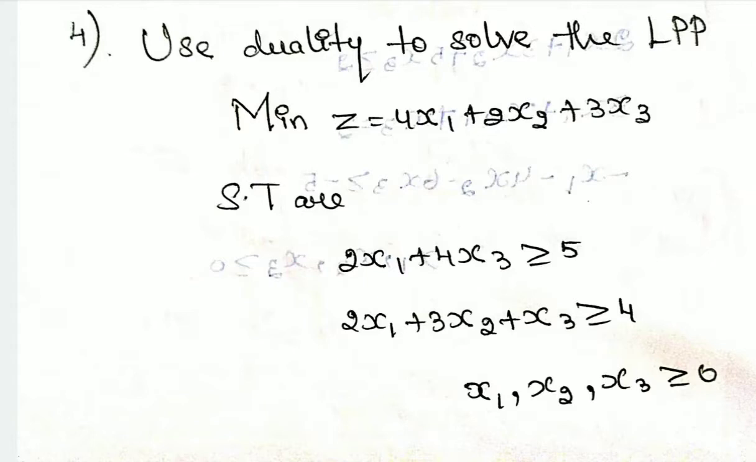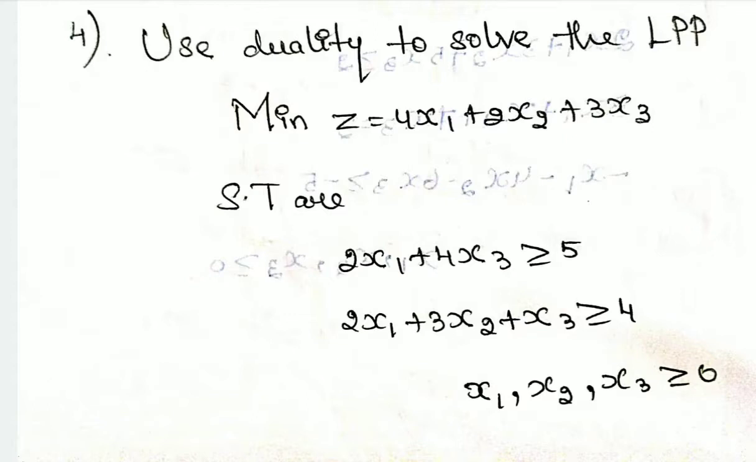So here in the objective function we have three variables. So in the dual problem we have three constraints. Similarly, here we have two constraints, so in the dual problem we have two variables alone.